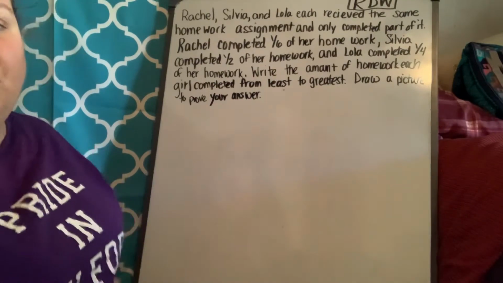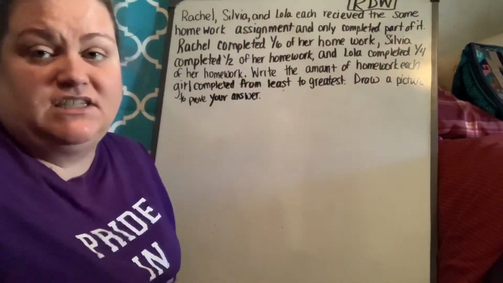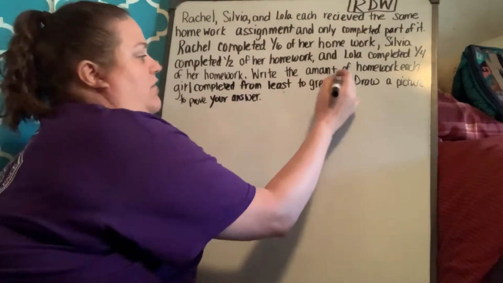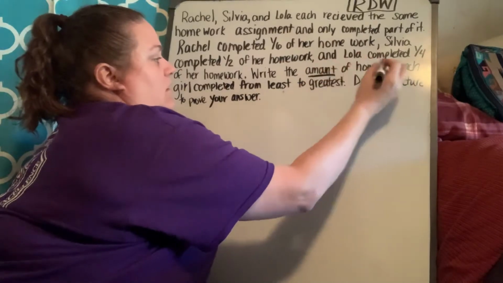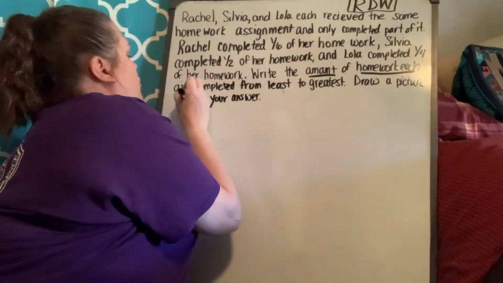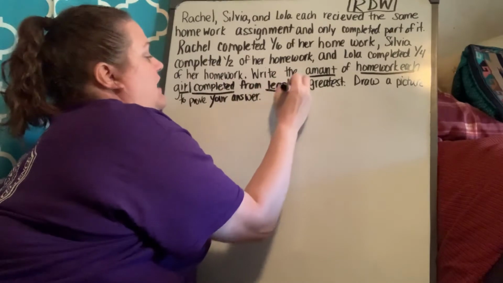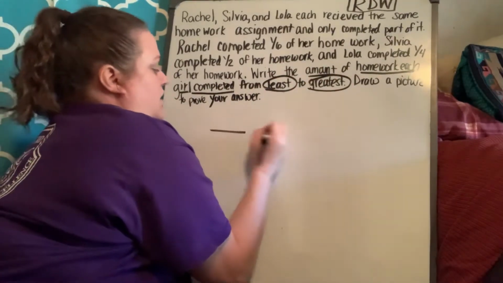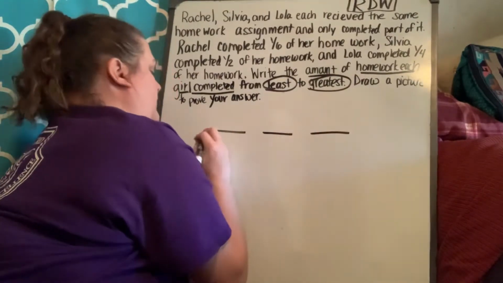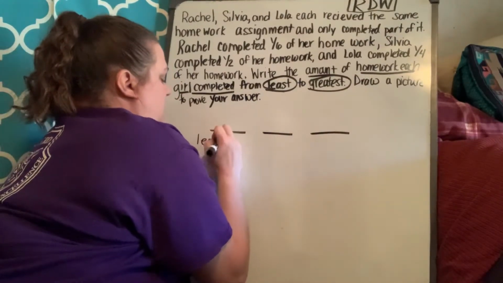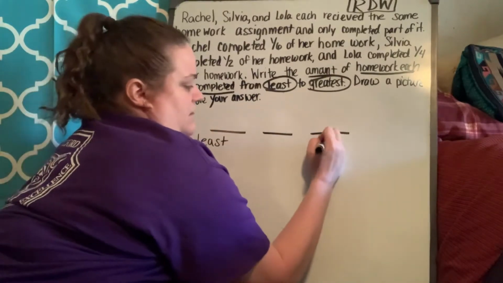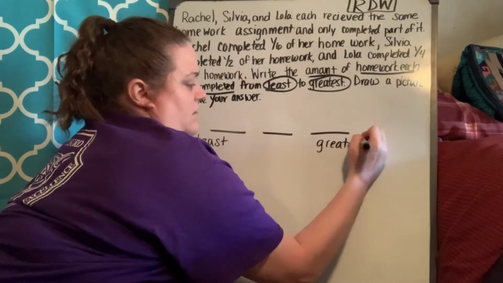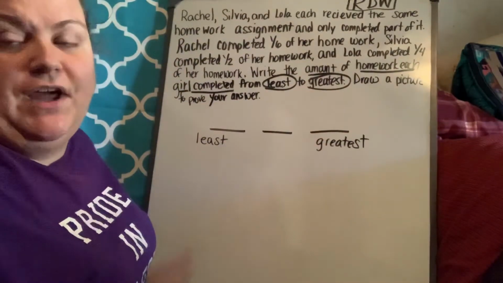I read it, but I'm going to reread it again just to pick out some important parts. I'm going to start with my question. It says, write the amount of homework each girl completed from least to greatest. So there's 3 girls, so I'm going to do 1, 2, 3 lines. And then I'm going to say least underneath it, greatest. So I know how to answer my question.